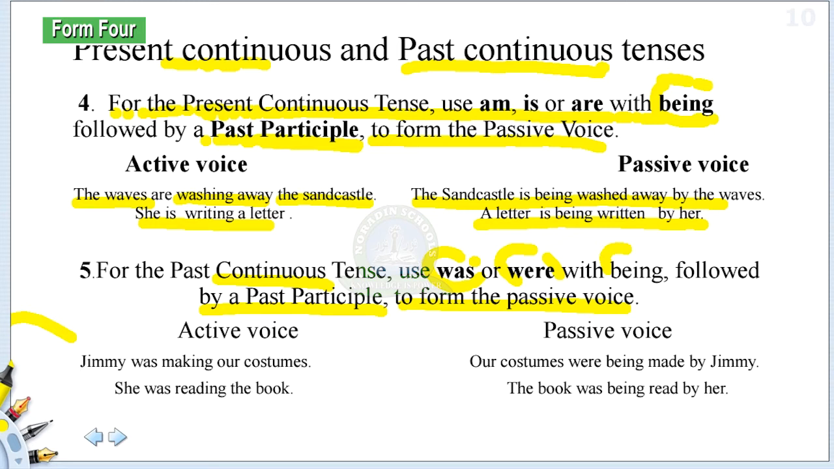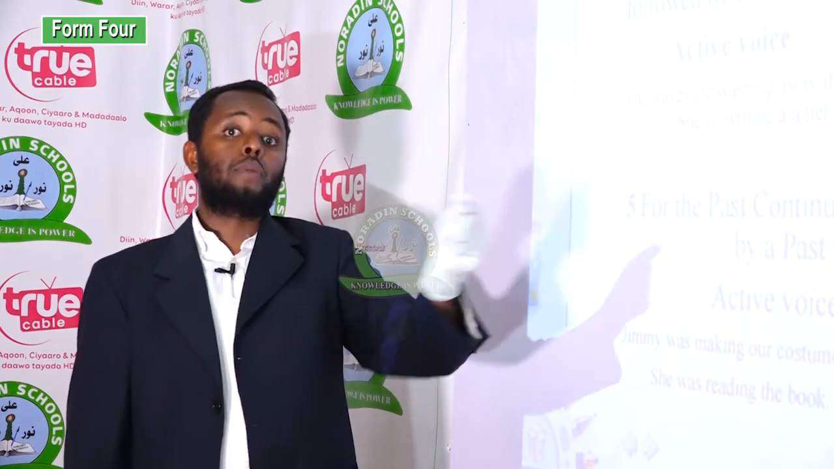So this point tells us about past continuous tense. I was writing a letter, I was helping my mother, I was going to school, I was reading my lesson, I was playing football. All these are past continuous. So when you want to use passive voice, we use was, were with being followed by the past participle, because all the verbs of passive voice are past participle.